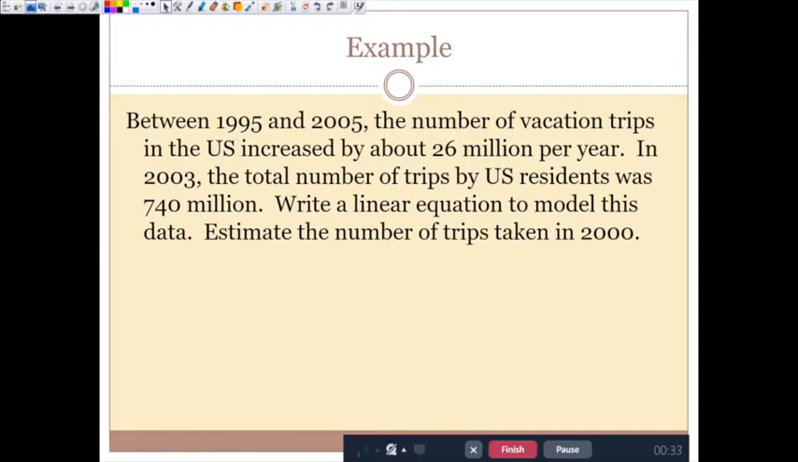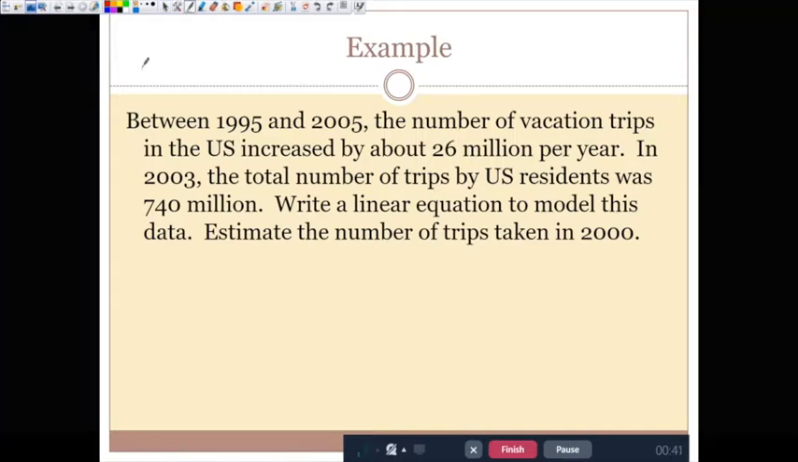So I have to find the number of years. Our starting time would be 1995. So I have to find the number of years from 1995 to 2003, because that's the data point that they gave us. So how many years are from 2003 minus 1995? 8. So our data point will be 8, 740. And our M, we know that it increases by 26 million per year, so that's going to be my M.